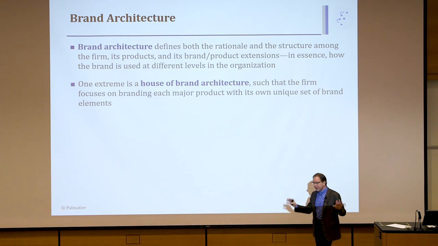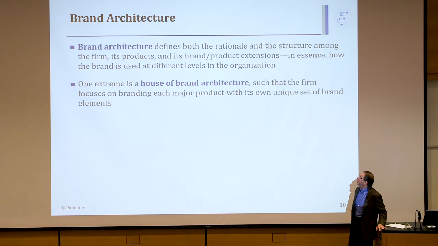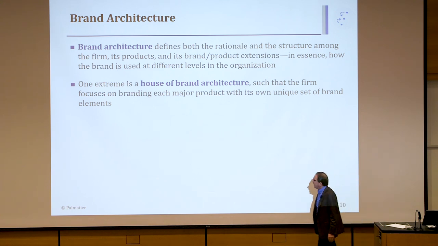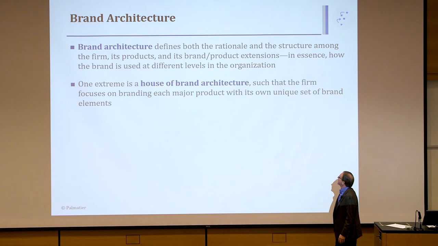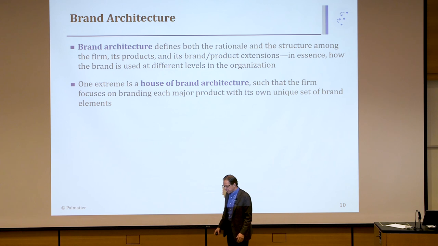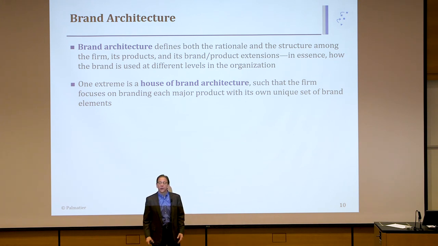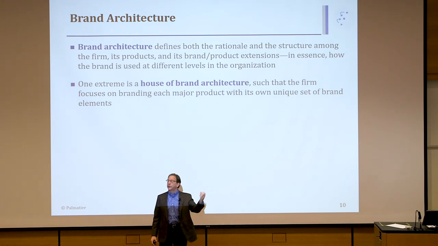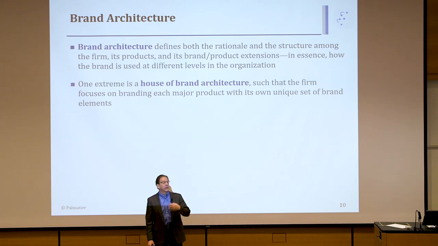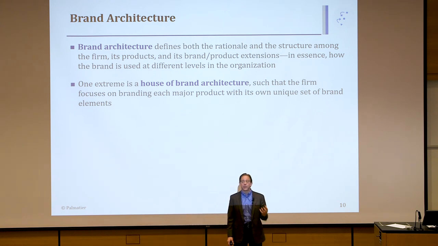So there's usually two extremes. At one extreme is what we call a house of brands architecture. I think an easy way to think of it is that every product a firm that uses this architecture launches has a different brand. Let's think of Procter & Gamble. You don't see many advertisements for Procter & Gamble where they come out and say, Tide, Procter & Gamble soap. No, they come out and promote Tide soap. So every product Procter & Gamble promotes, they do under the individual product's brand.